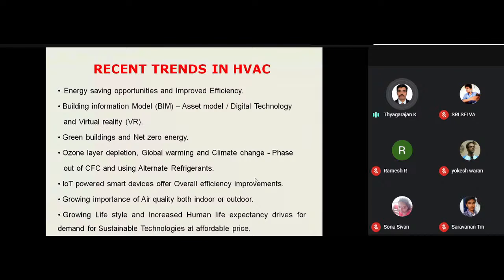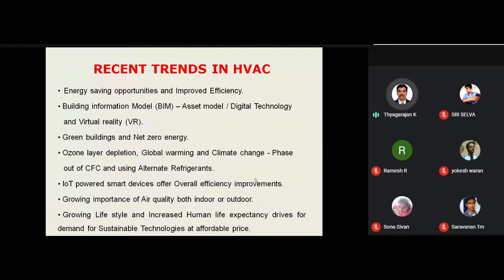And net zero energy: the term net zero means the energy consumed by the building and the energy produced by the building are equal. For the energy produced by the building, we have to go for renewable energy, either solar power, wind energy or biomass. We have to produce the energy with the help of renewable energy and match the consumption. Then the net is zero, and you can say it's a net zero energy building. This is also a major boom. Now it is coming up everywhere.